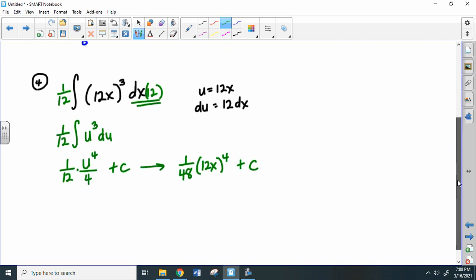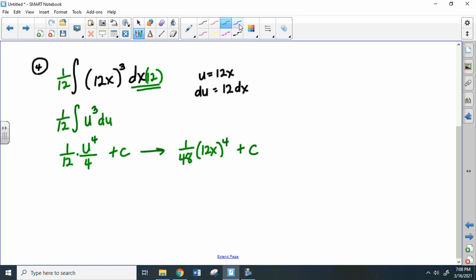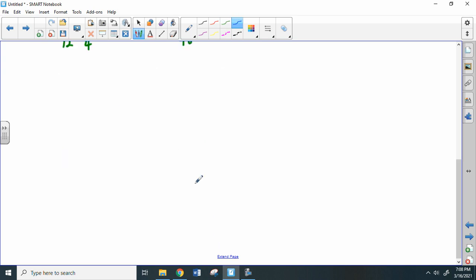All right, so I just have lots and lots of examples for us. Number 5 here. I'm going to do the integral of tangent to the 5th of x times secant squared of x dx.